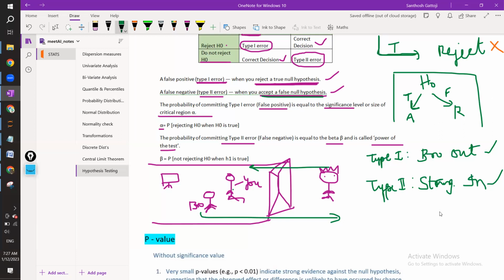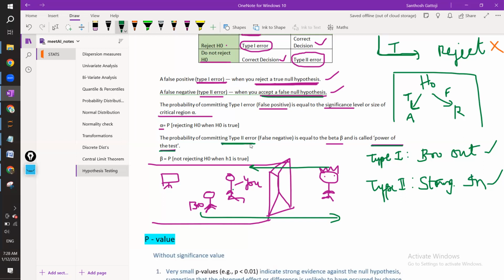Type 2 only, sir. Yes. So it's actually type 2. Okay. So as you said, type 2 error is more dangerous. So that's why the probability of committing type 2 error is called the power of the test. The probability of committing this error.